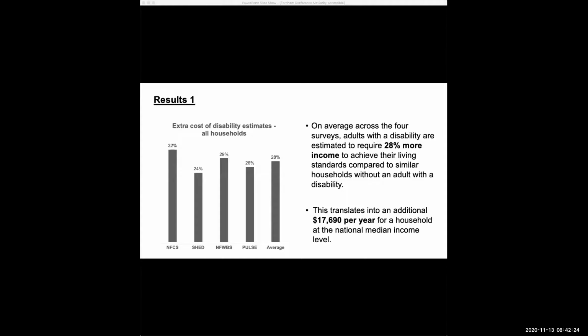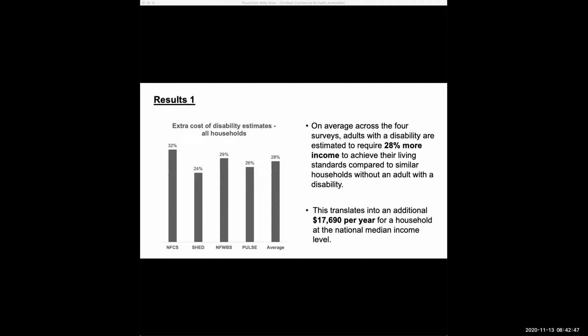So just diving into some of the results. Two of the main takeaways from our study are really right here on this first slide, or at least two of the main takeaways that we believe are most important. The first is the finding that people with disabilities in the US require an estimated 28% more income to achieve the same standard of living as a similar household without a person with a disability.